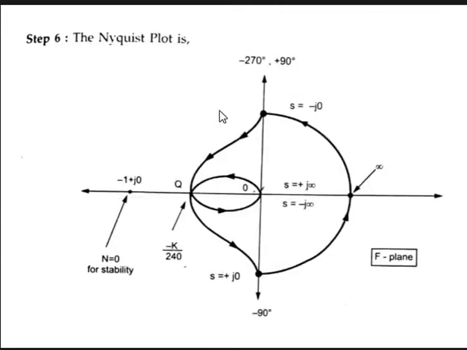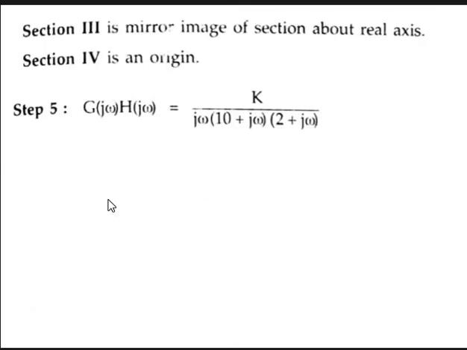So this is the Nyquist plot for sections 1, 2, 3 and 4. That means section 1 has its starting and ending points. So this is section 1.